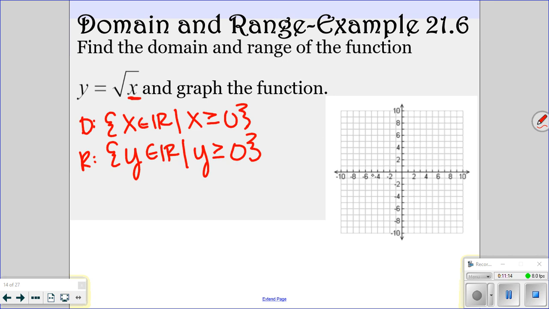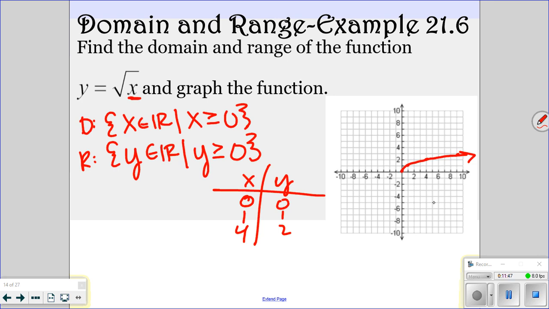Now we want to graph it. So all you're going to do is a t-chart. 0, 1, and 4 are numbers that we can take the square roots of. And that gives you 0, 1, and 2. So there you go. And you can also do 9 and 3. But that would be your graph. Okay, so that's how that one would work.